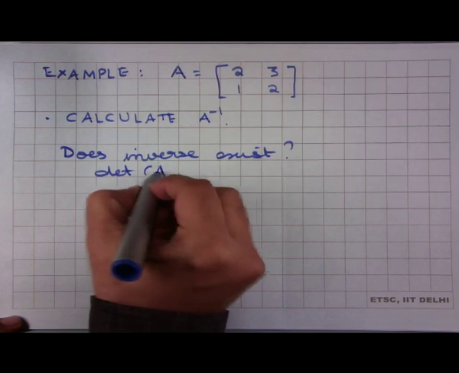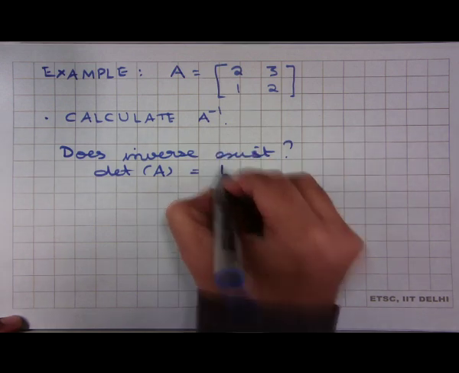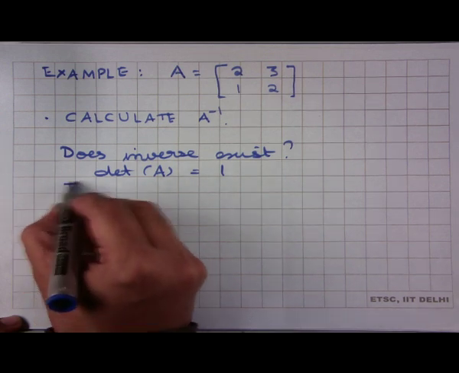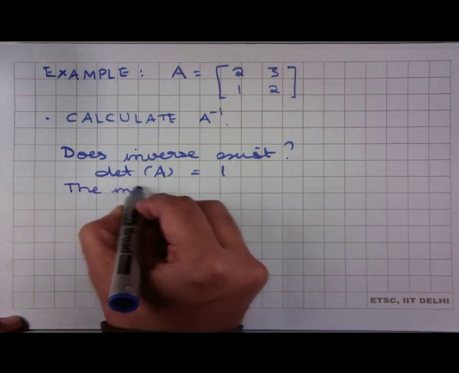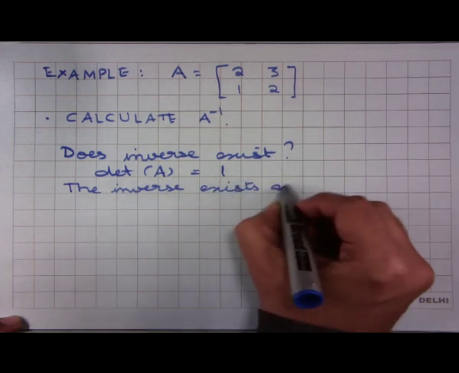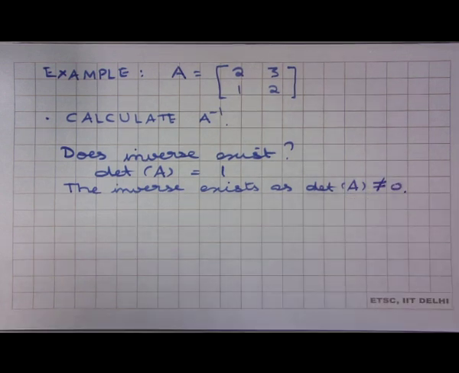What is the determinant of A? It is 2 times 2, which is 4, minus 3, which is 1. So, the inverse exists as the determinant is not 0. All right. Okay. So, we know the inverse exists. Next, how do we calculate it? Well, we can calculate it by defining the adjoint. In fact, here the inverse is equal to the adjoint. Why? Because the determinant is 1.